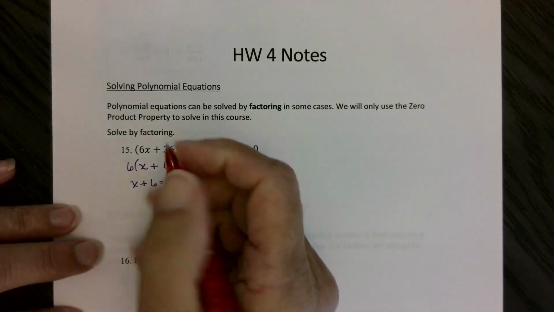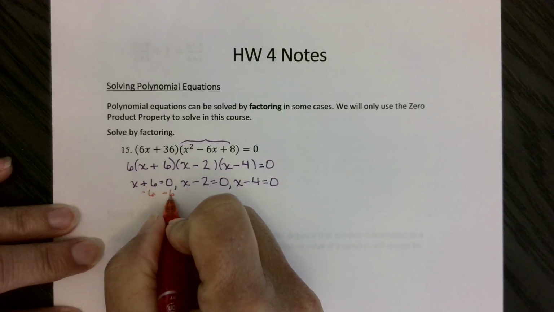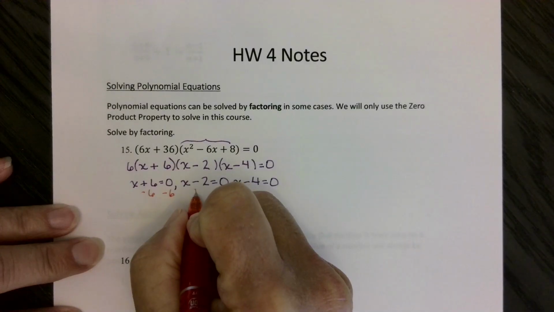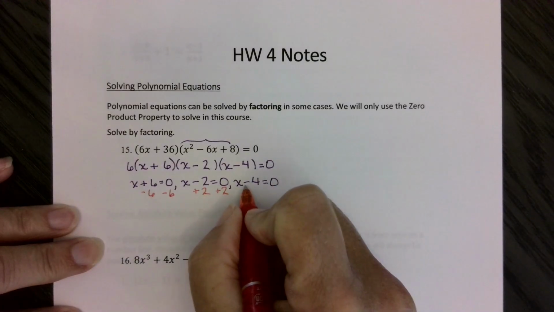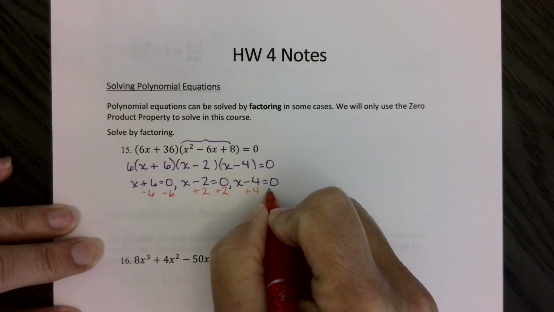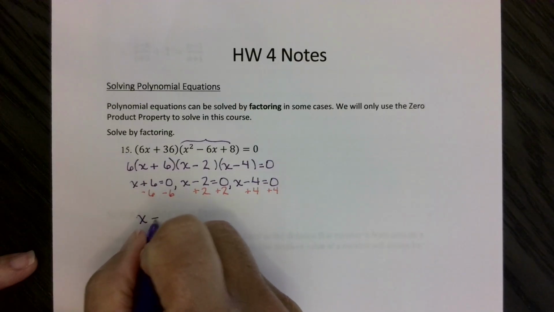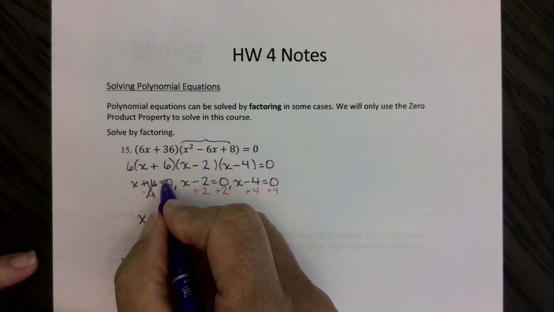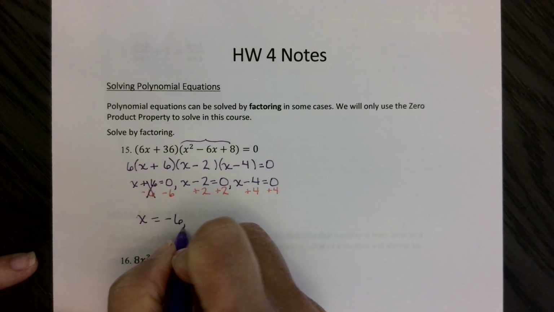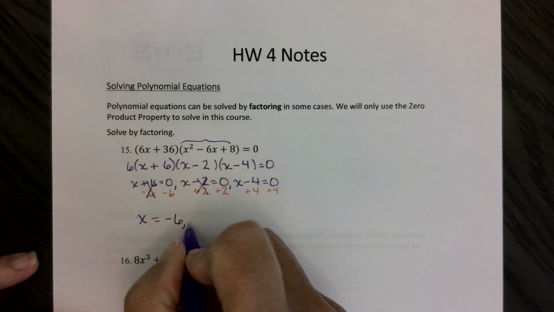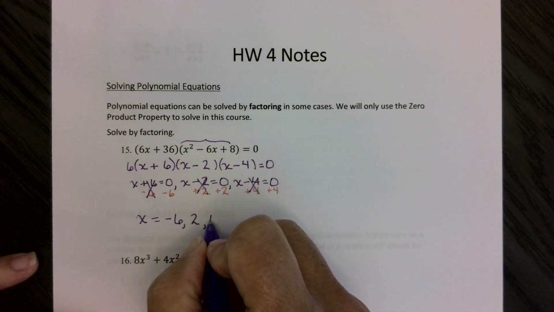And now we solve just like we did in homework 3. We're going to subtract 6 on this one. I'm going to add 2 on this one. I'm just trying to do this so I don't have to switch pens, and then I'm going to add 4 here. So when I subtracted 6, I get a negative 6 here. Here x is equal to 2, and here x is going to equal 4.